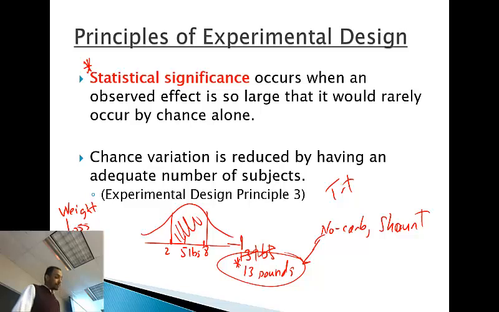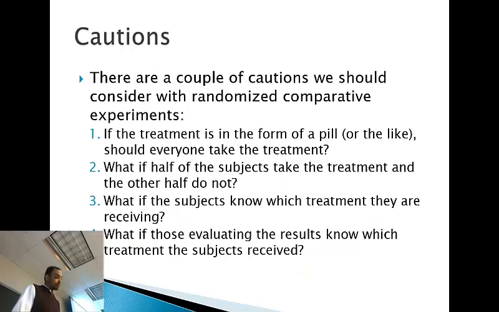Let's see here. There are a couple of cautions we should think about here. Should everyone take the same treatment? Probably not. Should it be half and half? Well, how do you determine who gets the half, who doesn't get the half? This is relevant. What if the people know that they're getting a certain treatment? What if you as the researcher know who received the treatment?